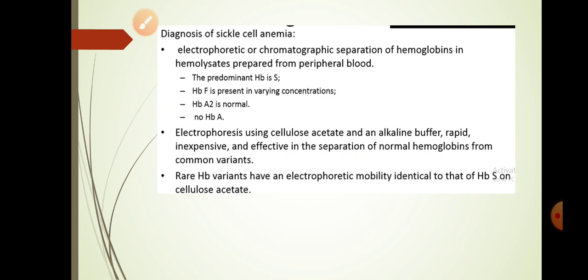The diagnosis of sickle cell anemia also can be done by electrophoretic and chromatographic separation of hemoglobins in the hemolysates prepared from the peripheral blood. The predominant hemoglobin will be S. HbF is present in varying concentration. HbA2 is normal. Electrophoresis uses cellulose acetate and an alkaline buffer, rapid, inexpensive, and effective in separation of normal hemoglobins from the common variants. Rare hemoglobin variants have an electrophoretic mobility identical to that of HbS on cellulose acetate.